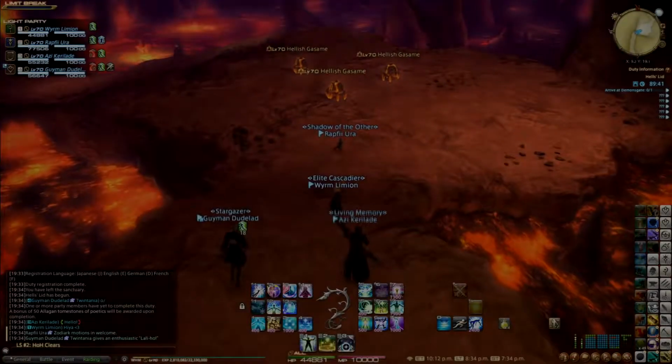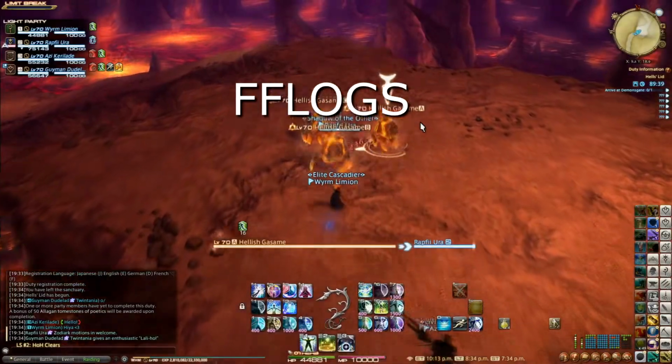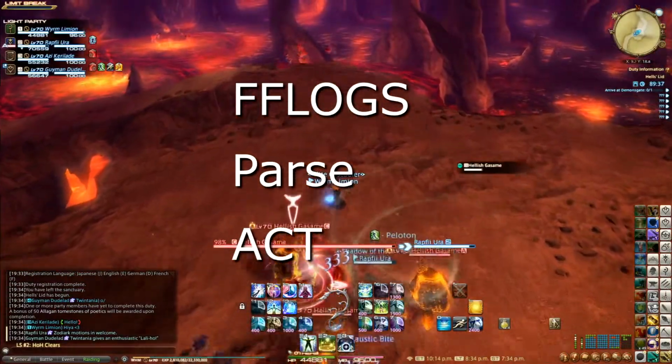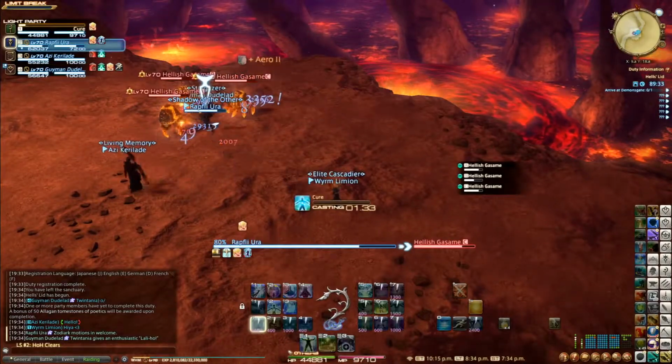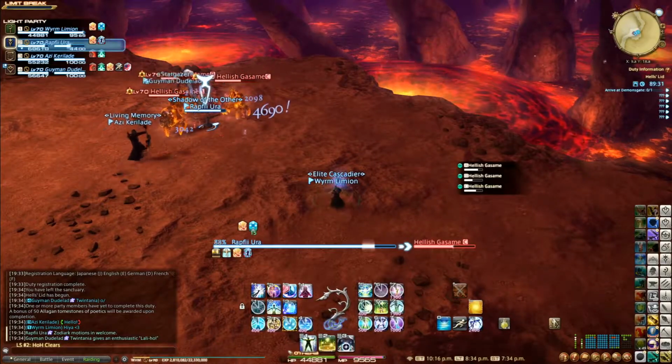If you've been playing Final Fantasy XIV long enough, you've likely already seen or heard the terms FFLogs, parse, or ACT. Essentially what they all mean is a method of measuring the output statistics of players during a fight.